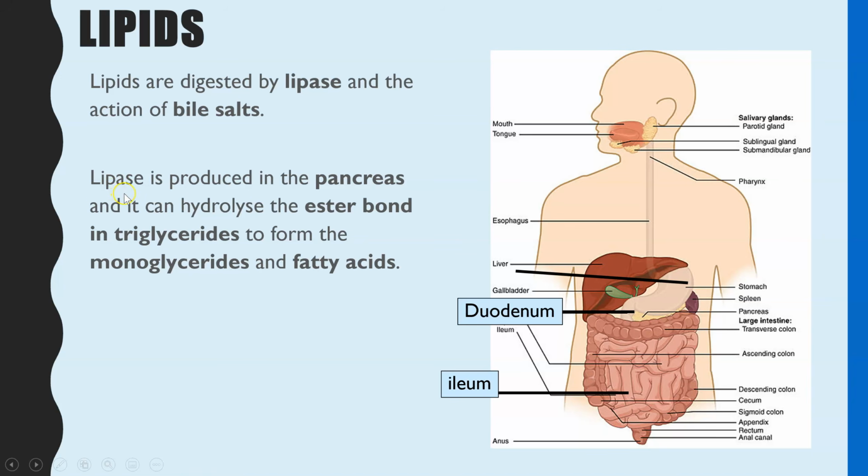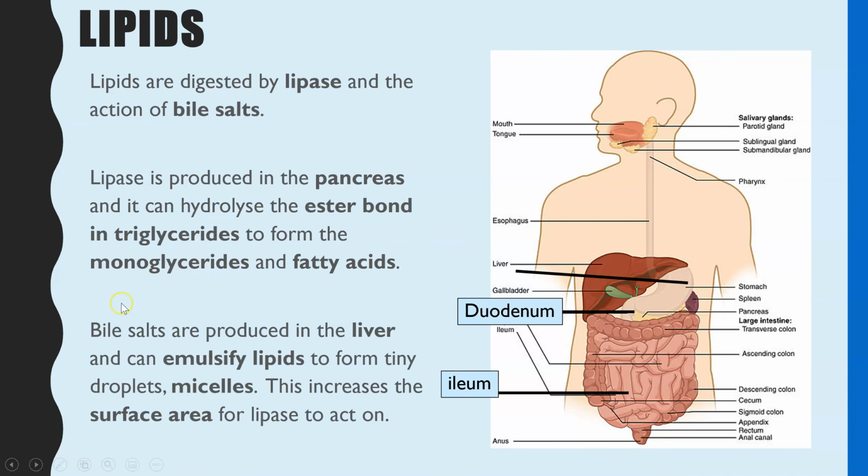So the enzyme lipase is produced in the pancreas, and that will then secrete that enzyme into the duodenum and into the ileum. And lipase is able to hydrolyze the ester bond in triglycerides, and that's the bond which holds the glycerol and the three fatty acids together. So when it hydrolyzes those 3 ester bonds that occur in triglycerides, you end up with fatty acids and glycerol. But actually you often get monoglycerides and fatty acids.